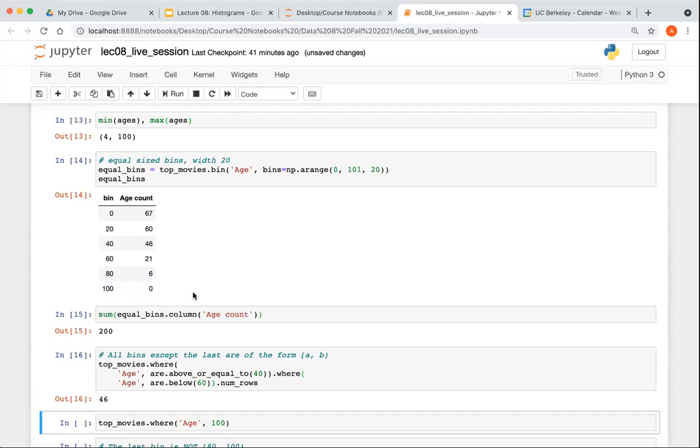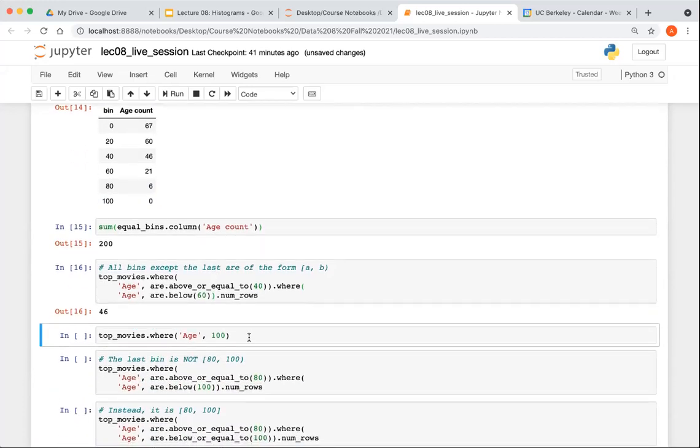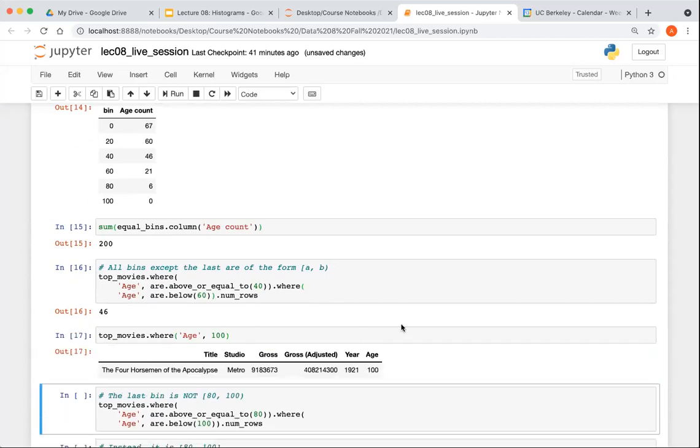Now, we do have to decide what happens at the last bin. And for this, it is a good idea to see, was there a movie that was actually 100 years old? There was, because the max of the data was 100. So there is a movie that has age 100. And every binning program has to have some convention about what happens at the edges.